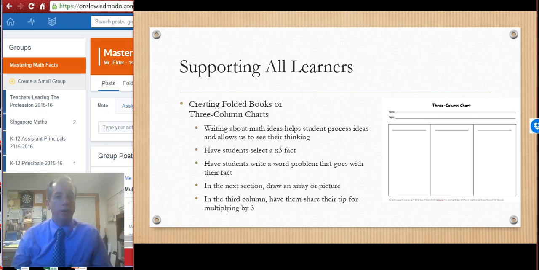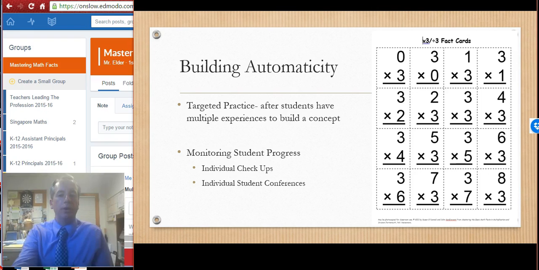Do you remember it's double 3 twice? Do you remember it's 3 times 3 and 3 more? How do you think about that multiplication fact? And these can be great for kids to share back and forth.